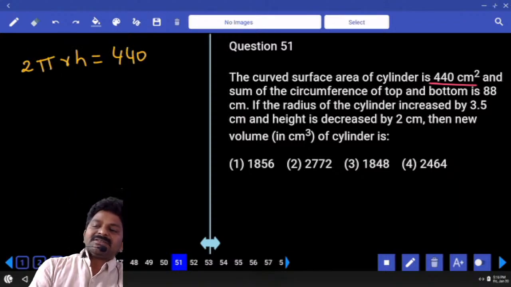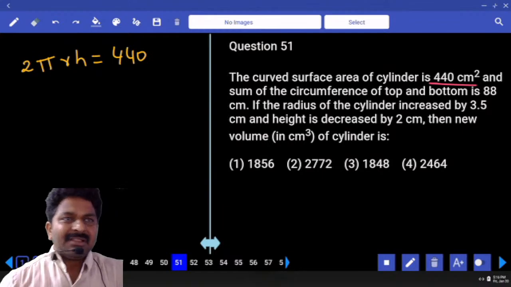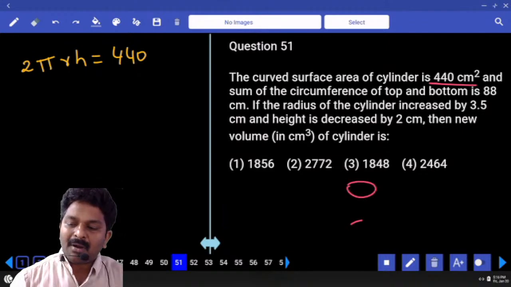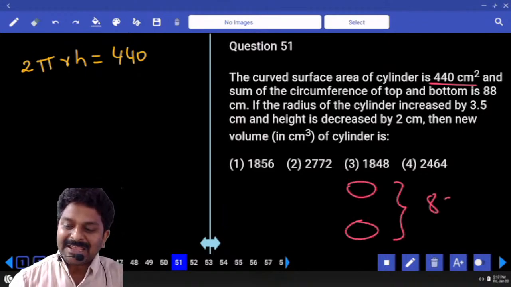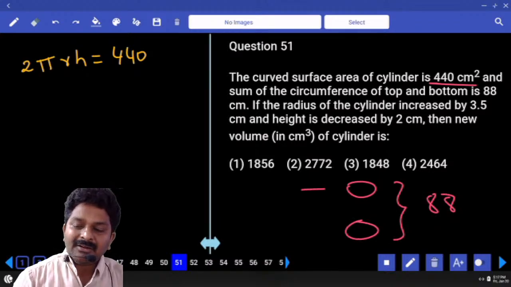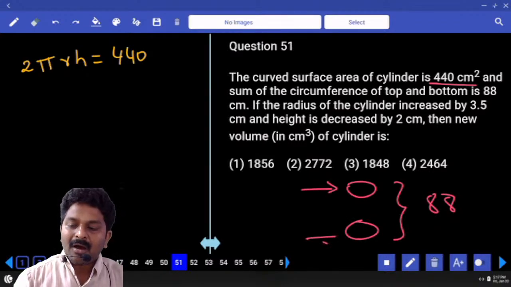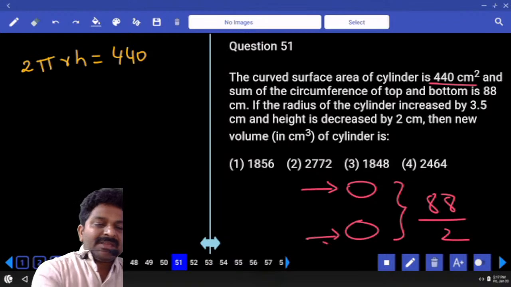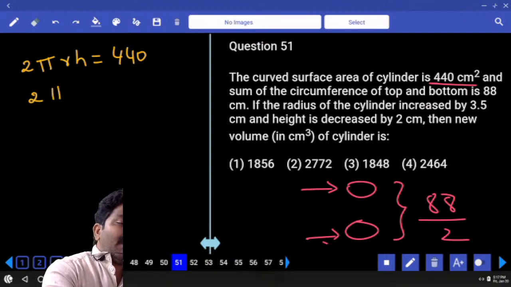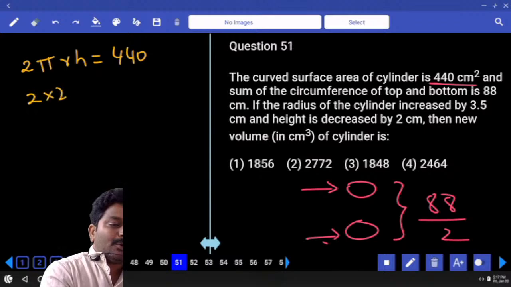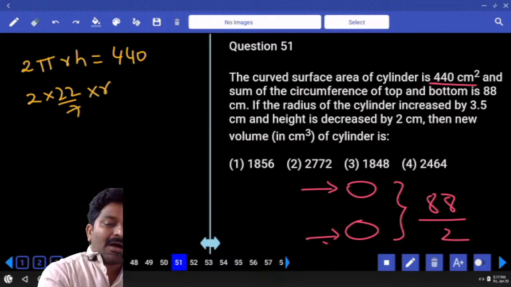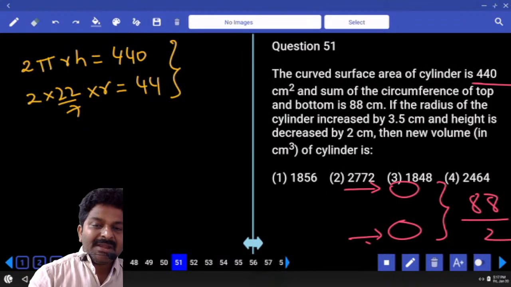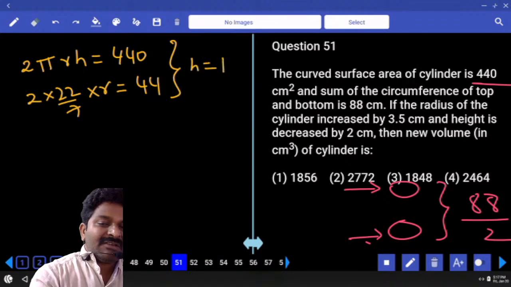And the sum of circumference of top and bottom is 88. Whether it is top or bottom, circumference is going to be the same, right? For top and bottom both together, if it is 88, to calculate either top or bottom circumference, it is just half of that only. That means 2 pi, I'll write pi as 22 by 7, into r, which is equal to 44. From this, immediately we can say h is equal to 10.